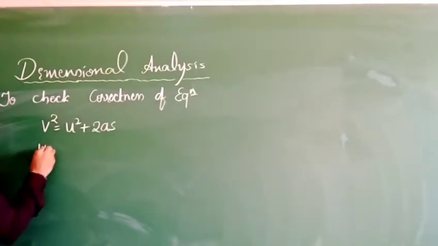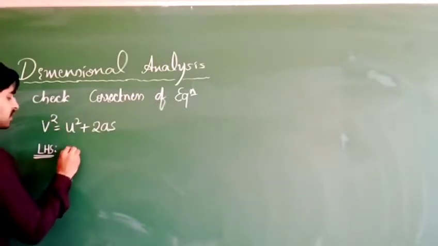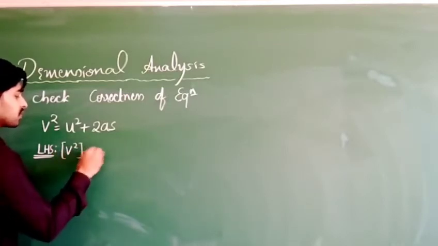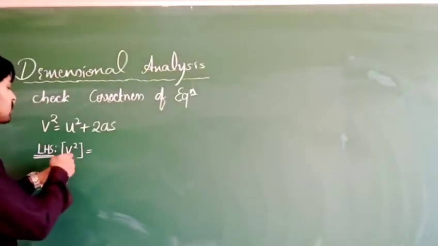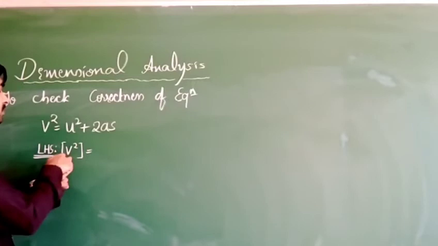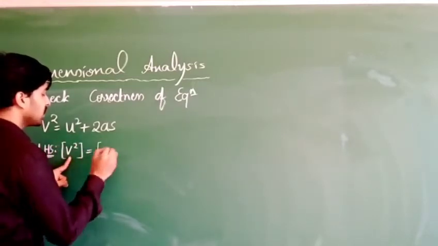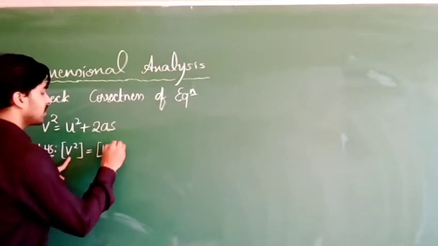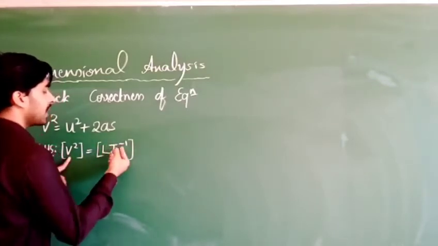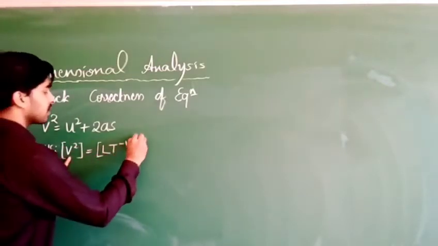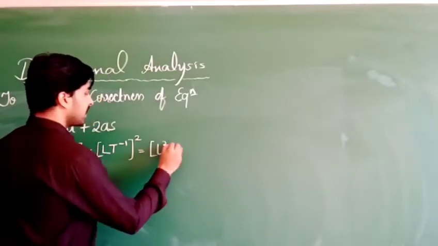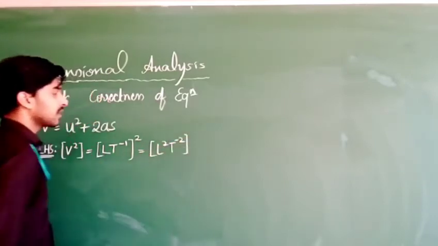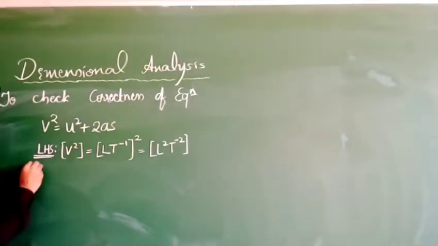So first we will consider the left hand side. In left hand side what we are having? V square. We are going to check what are the dimensions for this V square. V is nothing but what? Basically it is velocity. Of course it is the final velocity, but basically this is velocity. What are the dimensions for velocity? L into T power minus 1, displacement by time. And that complete square, whole square. So what I can write? L square T to the power of minus 2. Clear?